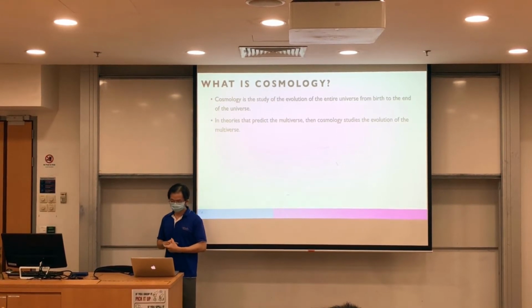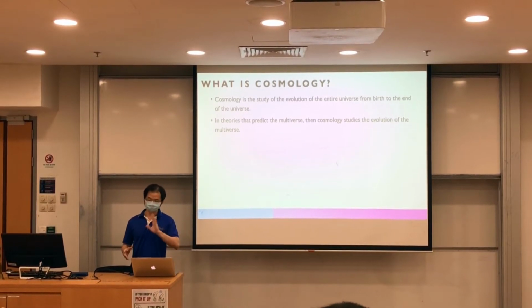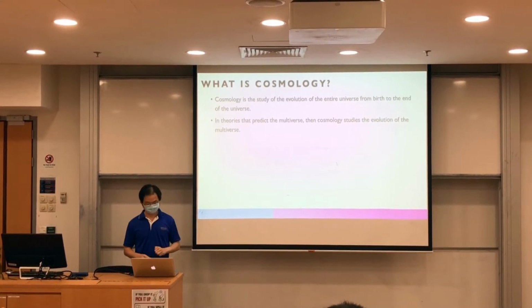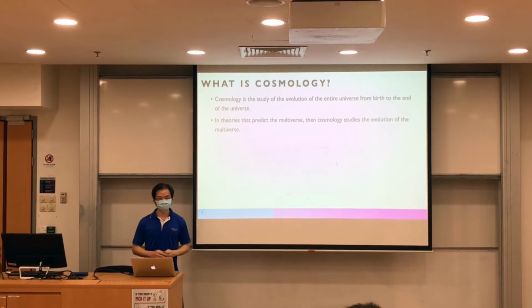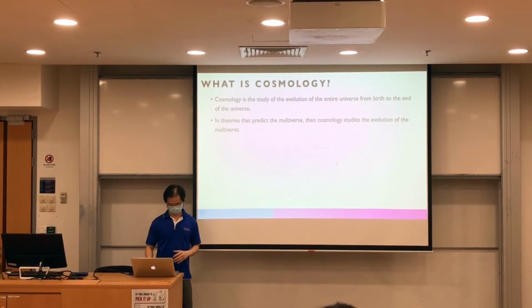There are theories in physics that actually predict multiverse, aside from all those movies you've been watching, especially the one that will come out in May. So yes, there are theories in physics that do predict multiverse. If the theory contains multiverse, then cosmology will encompass the evolution of the entire multiverse.